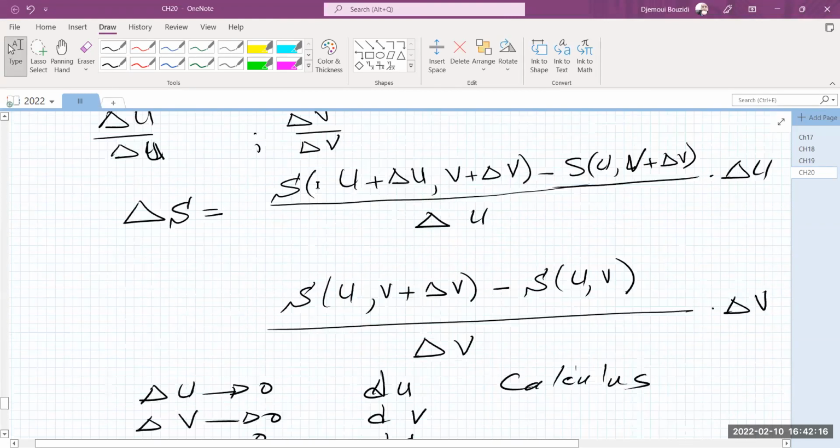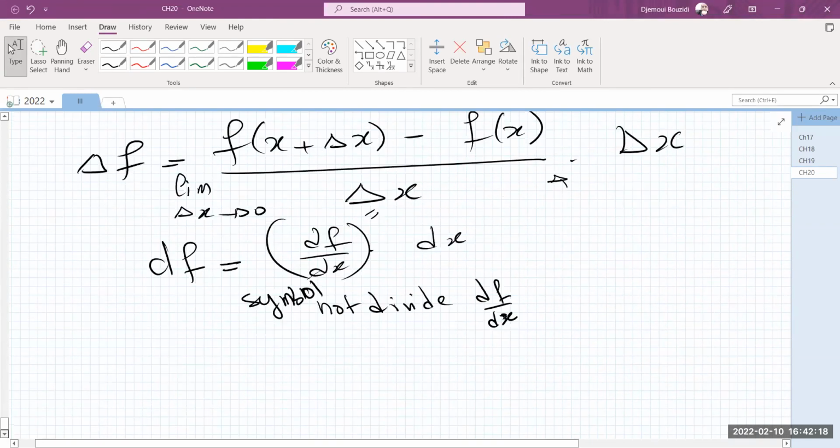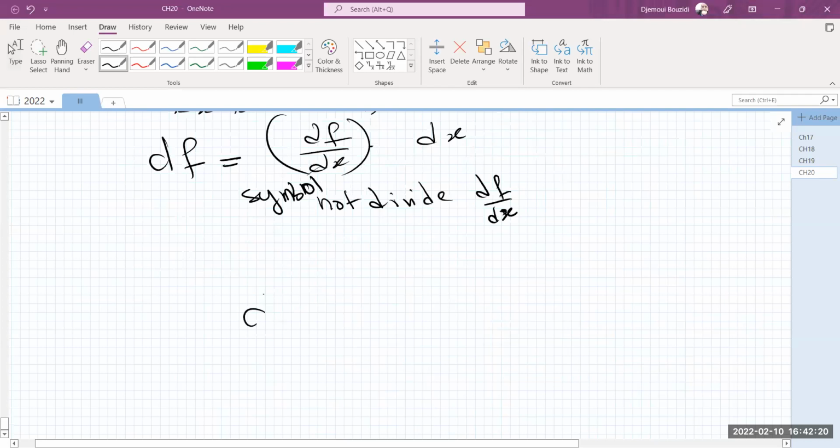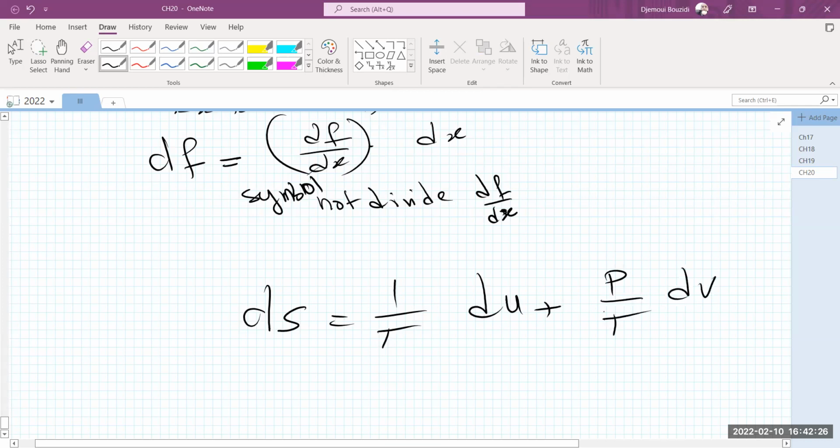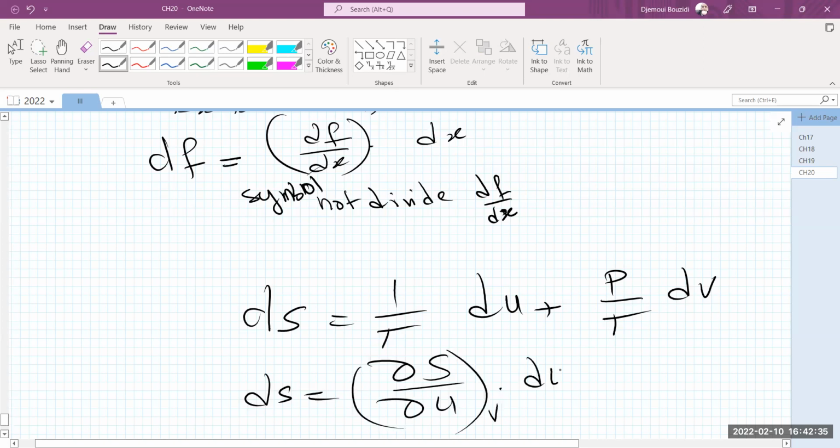So ds we found it to be, so let me put them one next to one another. The first one, ds, we wrote it as 1 over T times dU plus P over T times dV. Here we found that ds is actually the partial derivative of S with respect to U when V is maintained constant times dU, plus the partial derivative of S with respect to V when U is maintained constant times dV.